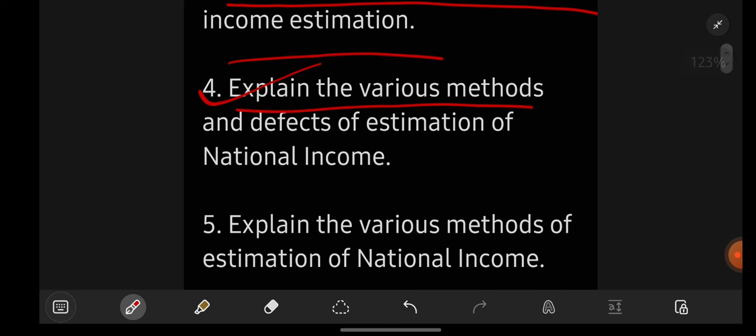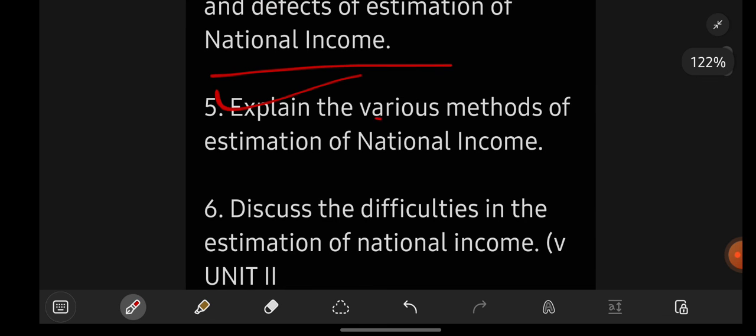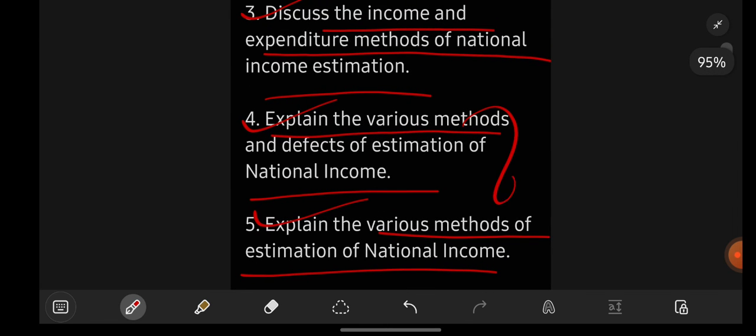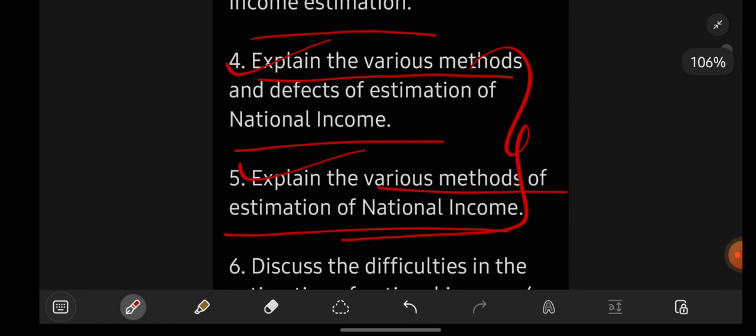Then we have explain the various methods and defects of estimation of national income, explain the various methods of estimation of national income. See, these both again and again they have come, right? But here you see, here they are asking you defects.